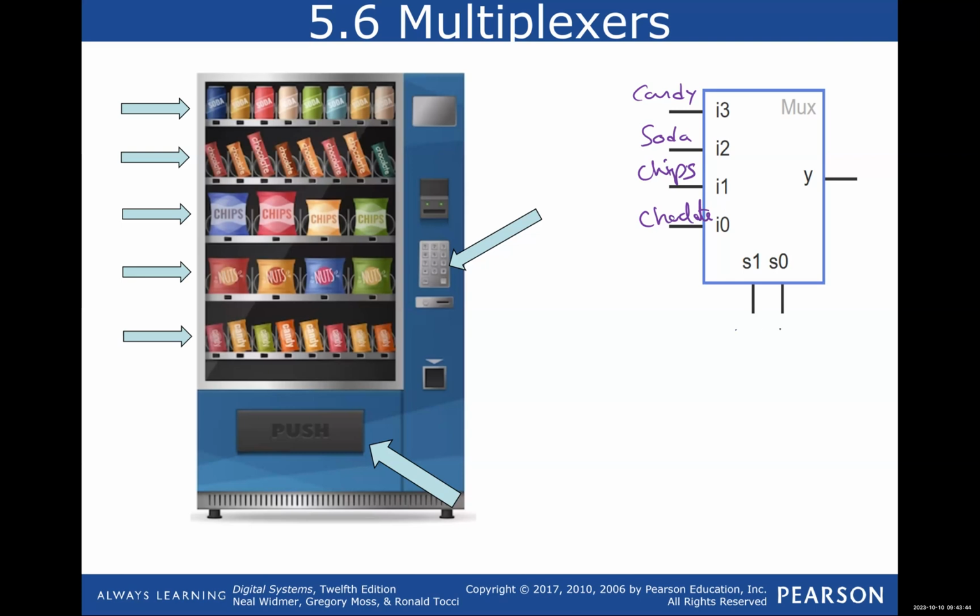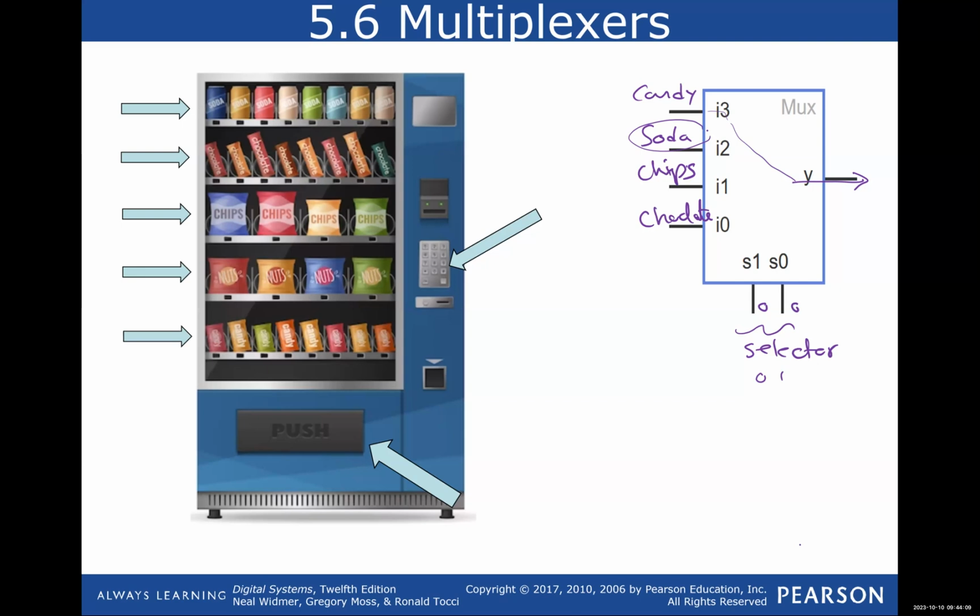Now, these two are the selector. So when it's 0, 0, I will pass a candy. If it's 0, 1, I will pass, for example, a soda. If it's 1, 0, I'll pass a chips and so on. So you have data at the door of the multiplexer. You have a selector that's going to decide which one of them will pass through to the output.